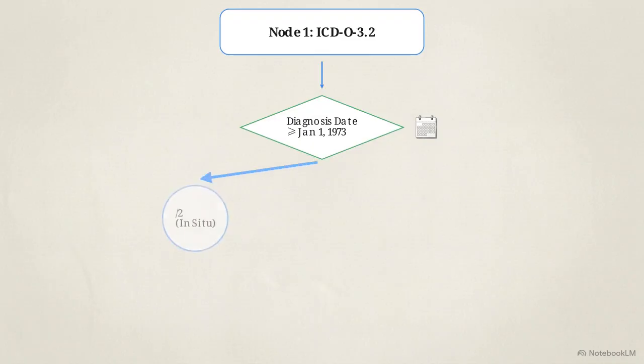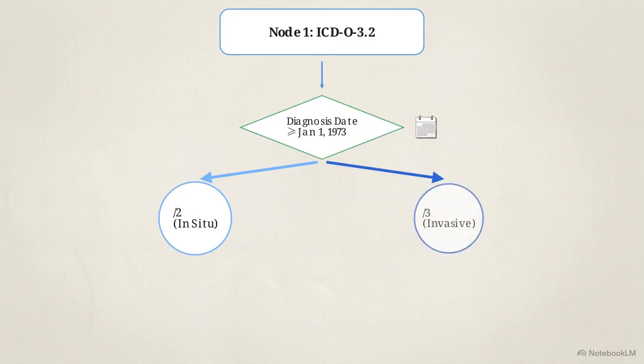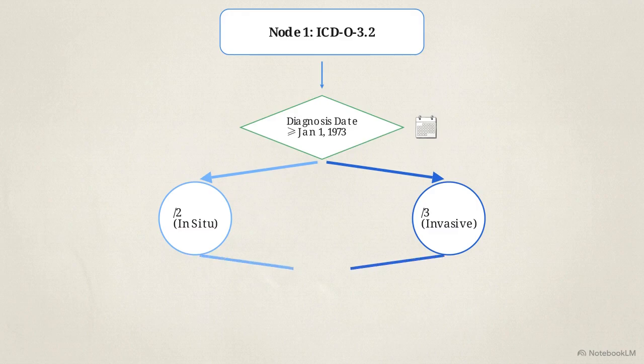At the very top is Node 1, our primary filter, the ICD-O-3.2 behavior codes. The baseline dataset begins with any valid case diagnosed since January 1, 1973. The first reportability trigger is behavior code /2, representing in situ cases. The second is code /3, capturing invasive cases. Both route directly to the reportable bin.